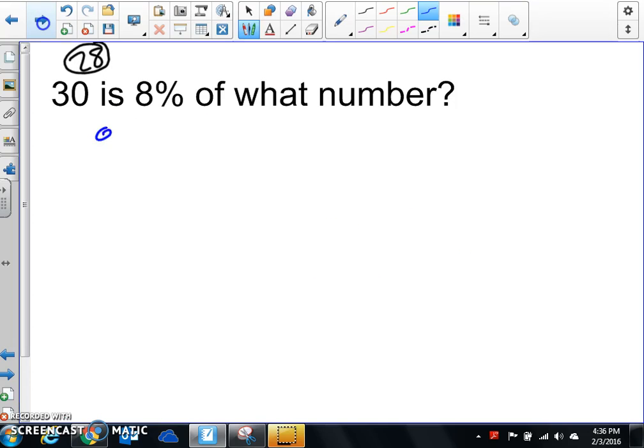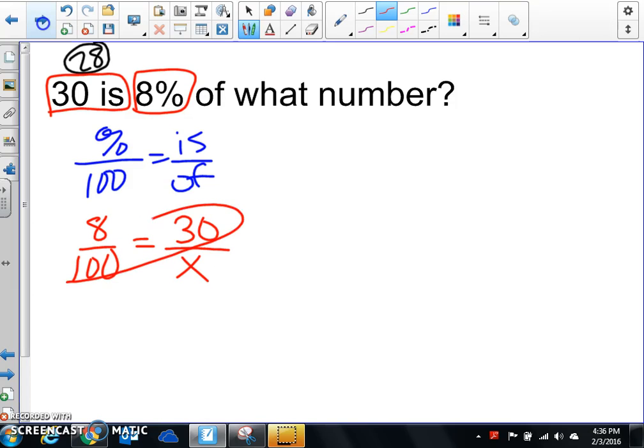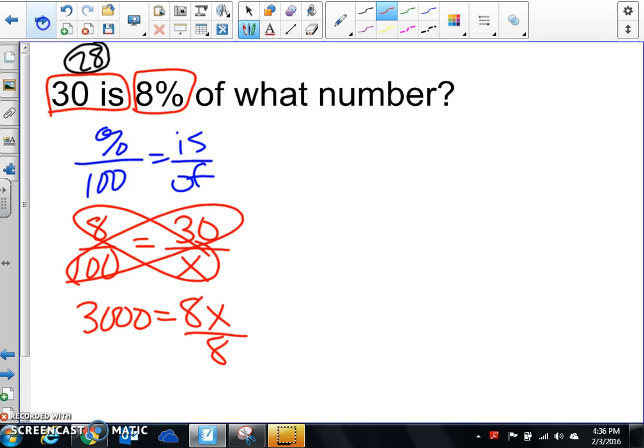30, so percent over 100 equals is over of. 30 is, so is on top. 8%, percent is over here. And then we want to know of what number. 100 times 30 is 3,000. 8 times x is 8x. And then we divide both sides by 8. So 3,000 divided by 8 is 375.